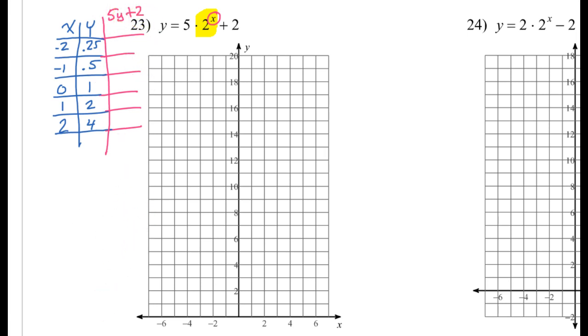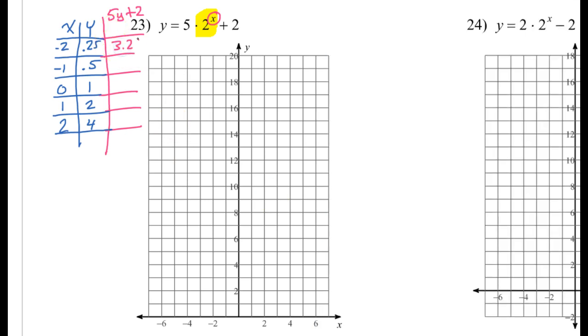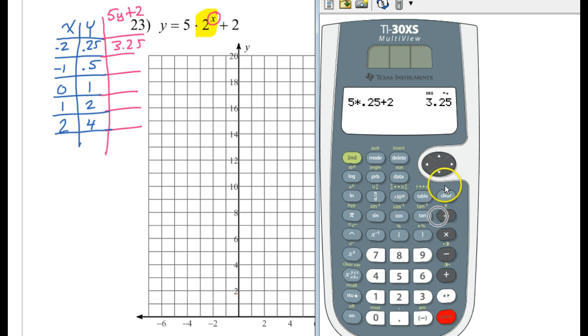All right, so look, you can use your 4-function calculator to help you with this. You're only going to have a 4-function calculator, so be warned about that. All right, so pretend I had a 4-function calculator. I could still do 5 times 0.25, and then I could do plus 2. Okay, so that's 3.25. Okay. 5 times 0.5, and then I could do plus 2. All right, that's 4.5.